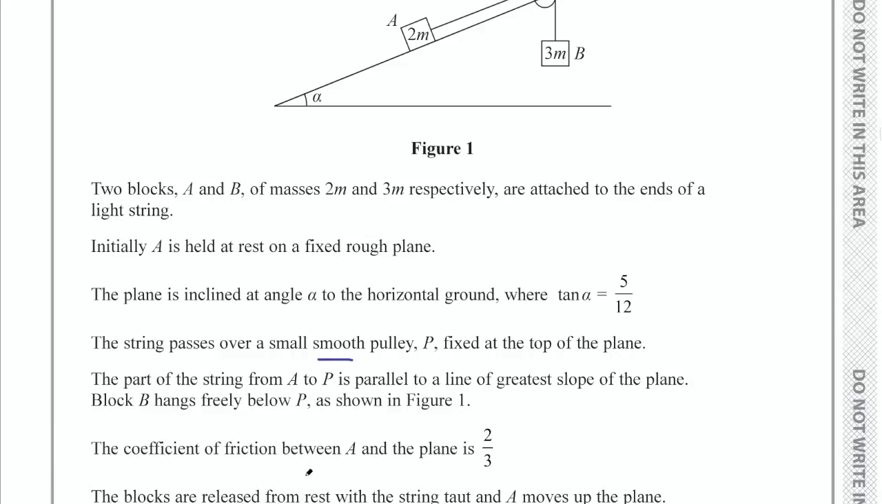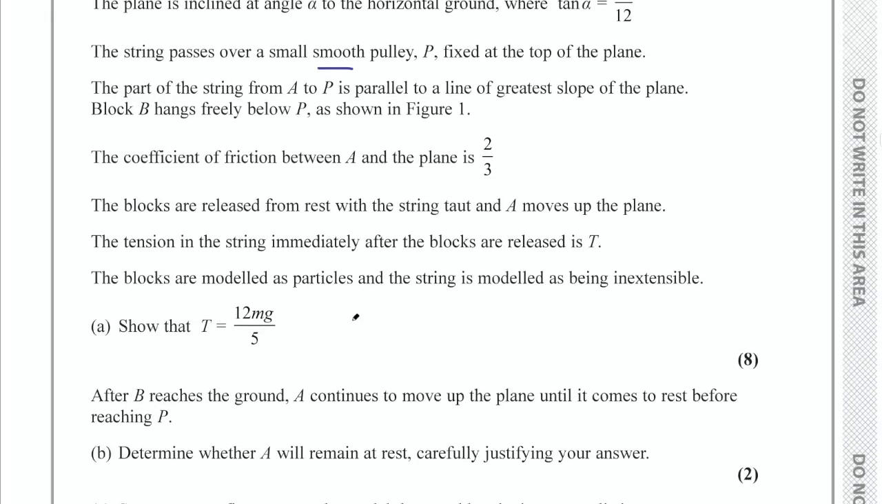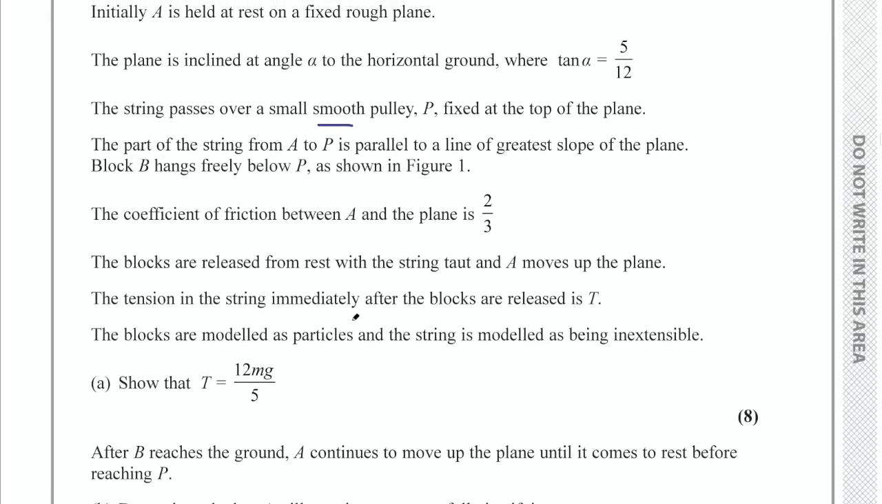The coefficient of friction between A and the plane is 2:3. The blocks are released from rest with the string taut and A moves up the plane. The tension in the string immediately after the blocks are released is T. The blocks are modeled as particles and the string is modeled as being inextensible. Part A says show that T equals 12 mg over 5.